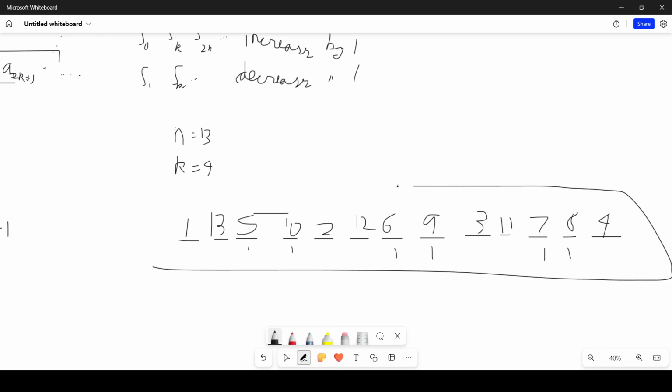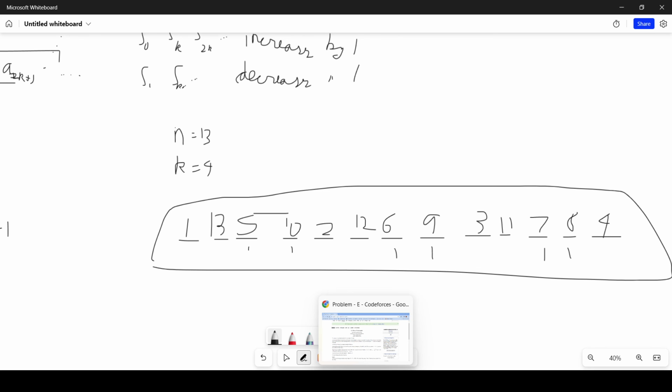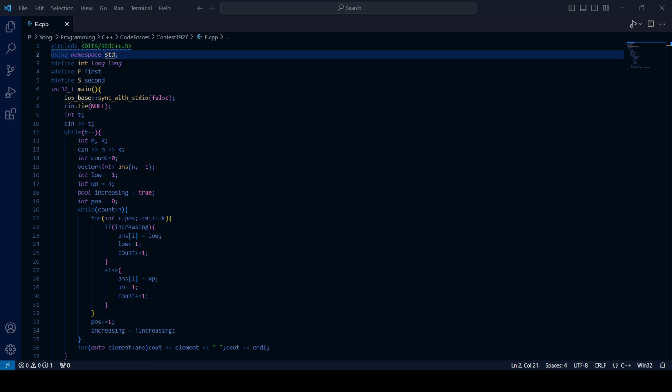You can check if you want, but this will give you a correct value, whereby just shifting the s across, it increases by 1 first, then decreases, then increases, then decreases, and so on. So that's the solution for this problem, and this is the code.